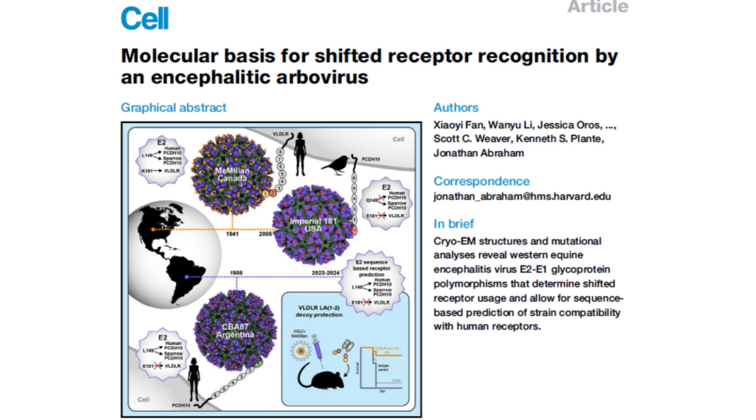Exactly. Take that ancestral Macmillan strain again. It needs to engage the VLDLR receptor at two specific sites simultaneously using parts of both its E1 protein, K227, and its E2 protein, K190, for really efficient binding. Okay, a coordinated two-point attachment.